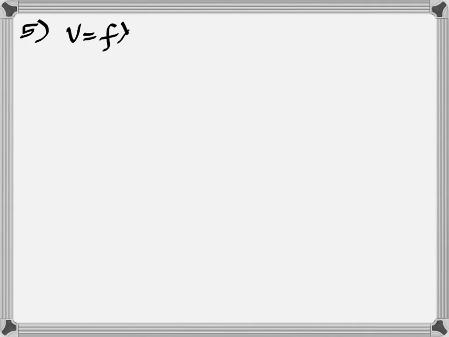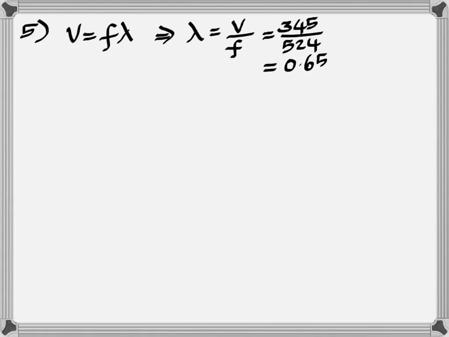Number 5. The frequency is given. The speed is given. Then you have to find the wavelength. Just a matter of substitution. Wavelength is speed divided by frequency, 0.658 meters.